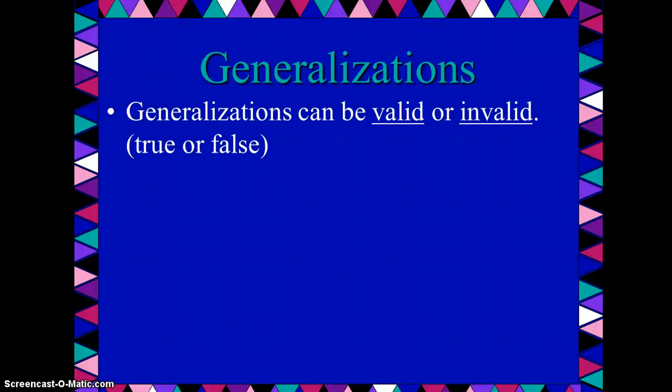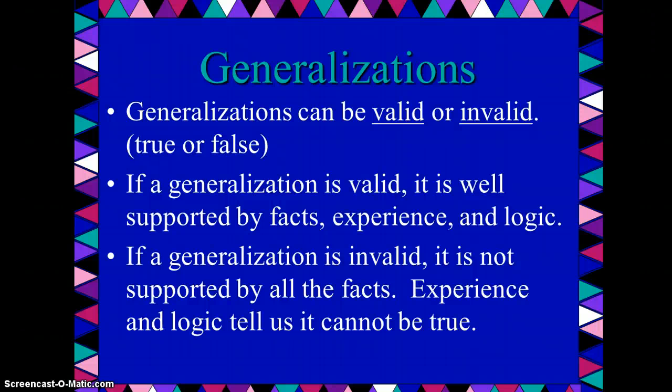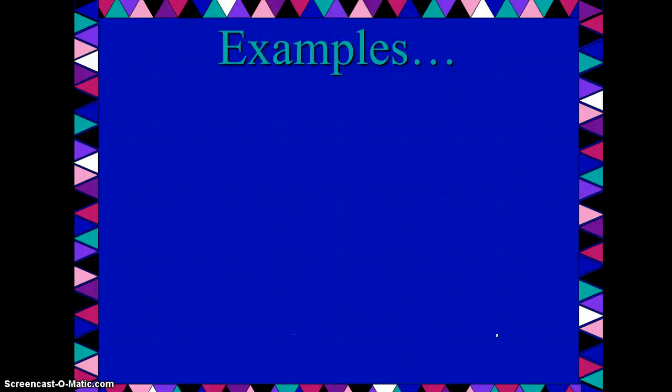Generalizations can be valid or invalid, meaning they can be true or false. If a generalization is valid, it is well supported by facts, experience, and logic. If a generalization is invalid, it's not supported by all the facts. Experience and logic tell us it cannot be true.